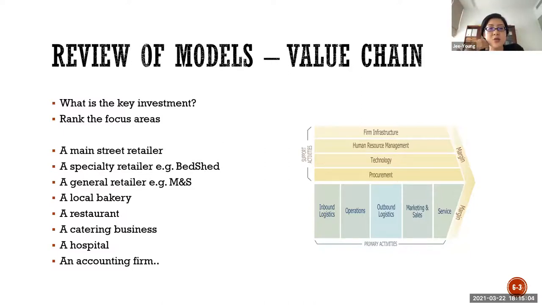We will go next. So we chose a Main Street retailer, a hospital, and an accounting firm. So for a Main Street retailer, the top three items are marketing and sales, operations, and service. Service and operations, okay, great. And then for hospital, service, operations and human resource management. And for accounting firms, service, human resource management, and sales and marketing. Okay.